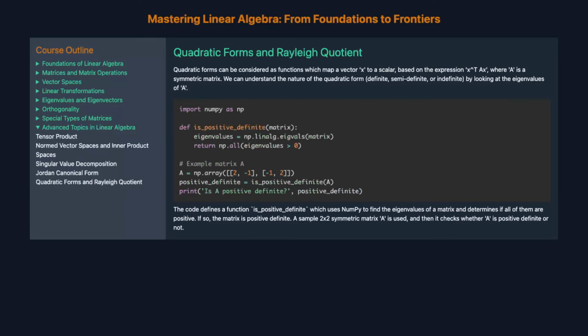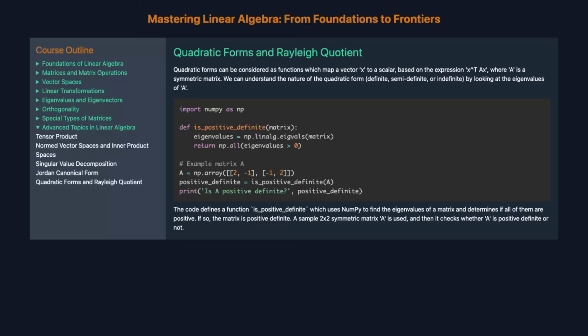Quadratic forms and Rayleigh quotient. Quadratic forms can be considered as functions which map a vector x to a scalar, based on the expression x^T A x, where A is a symmetric matrix. We can understand the nature of the quadratic form, definite, semi-definite, or indefinite, by looking at the eigenvalues of A.